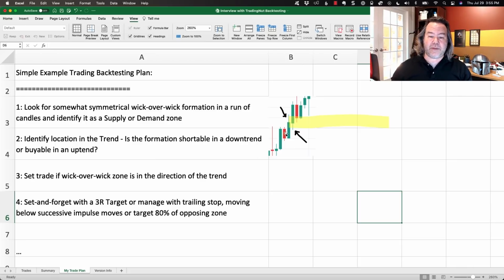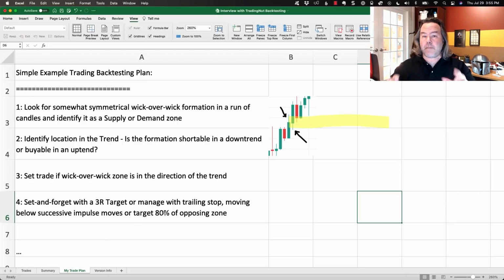For instance, this would be a long trade. So are we in an uptrend? You know, the trend is your friend until the bend in the end, as they say. Likewise, if these were 2 red candles with a wick over wick, we would be looking to short it, and we want to also be in a downtrend while we're shorting. Okay, so that's step number 2. Otherwise, we pass on the trade. Step number 3, that's also right there. Step 3 is make sure we're in the direction of the trend.